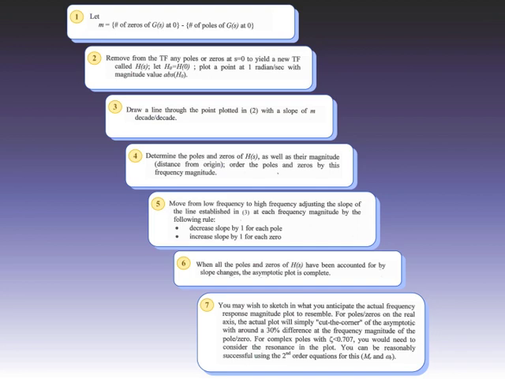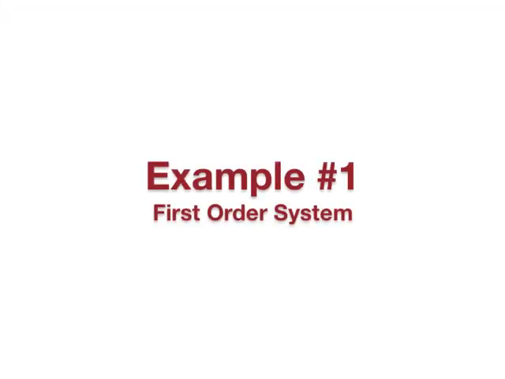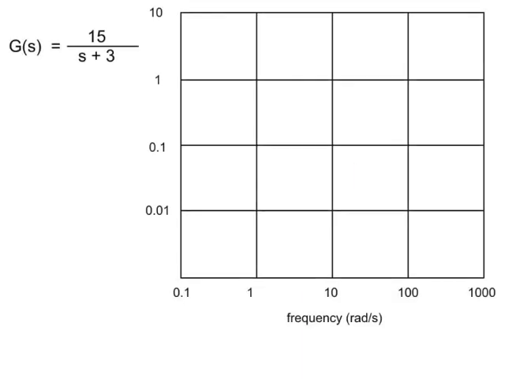Let's now try applying these rules to a simple example problem. The example problem we'll look at is a simple first-order system. The transfer function of interest is g of s equals 15 over s plus 3.